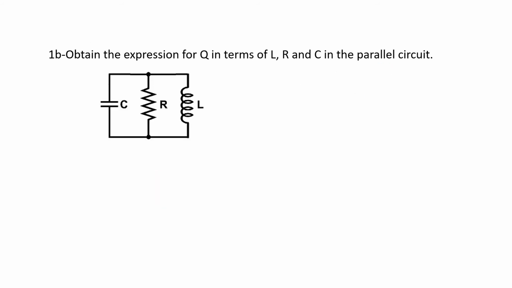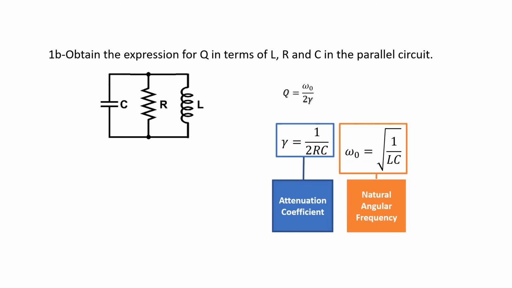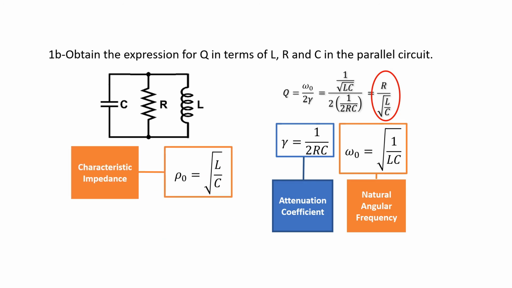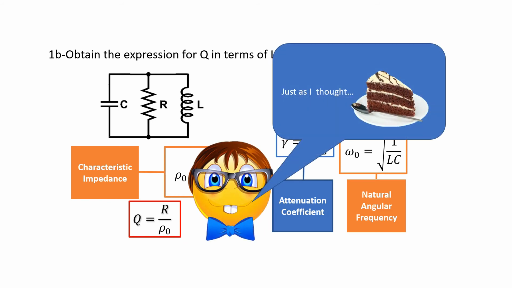Now we obtain the expression for Q in terms of L, R, and C in the parallel circuit. We recall the expression. We bring attenuation coefficient and natural frequency into the mix, algebra, and the answer. We can also express it in terms of the characteristic impedance. Notice that it comes out as the inverse of the case of the series.